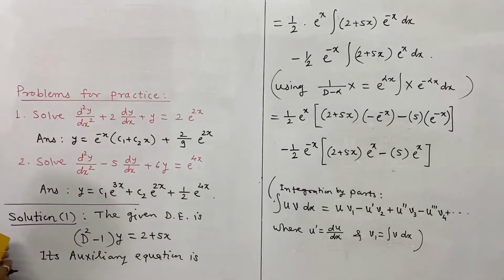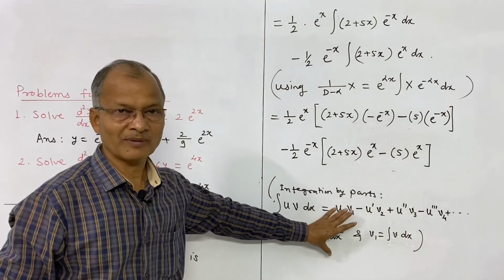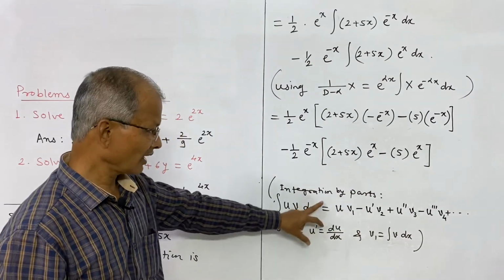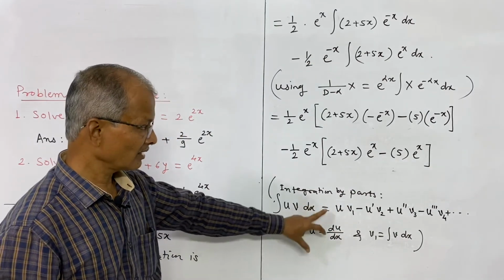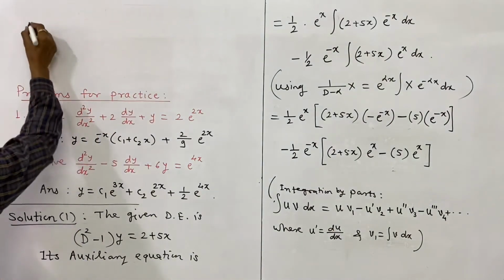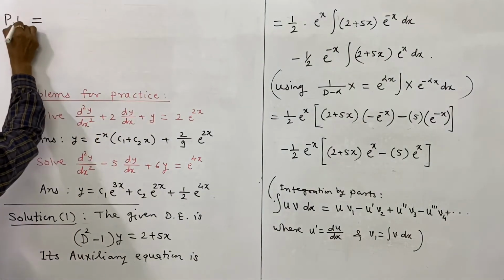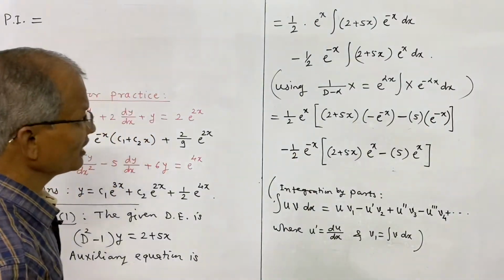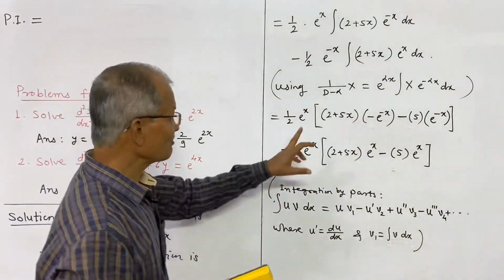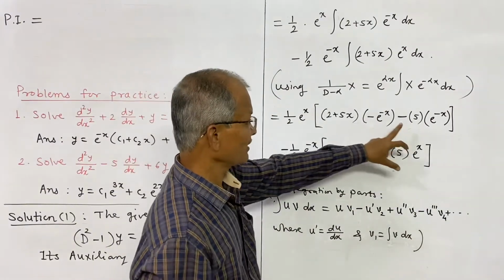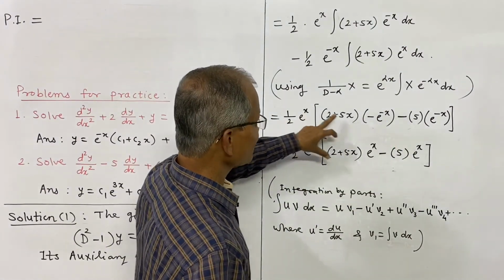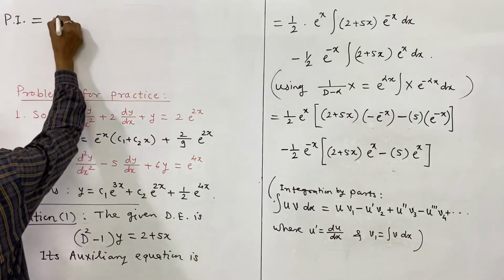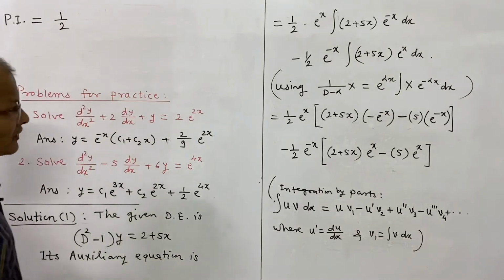So this is the rule of integration by parts, which can be used directly and in succession. I think you can remember it and understand it. So this is equal to, this is what is PI that we are obtaining, 1 by 2 e power x. Now we shall multiply by e power x inside the bracket, and the product of e power x and e power minus x will be 1. So this is 1 by 2.